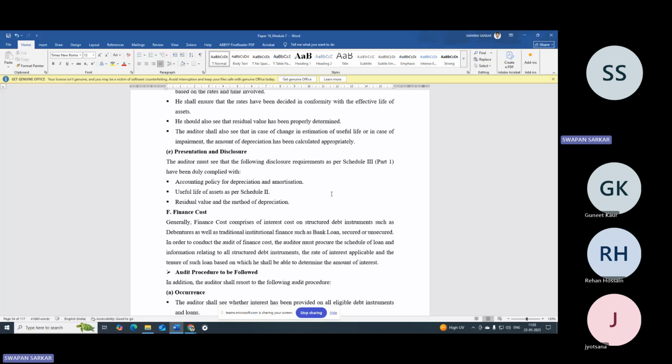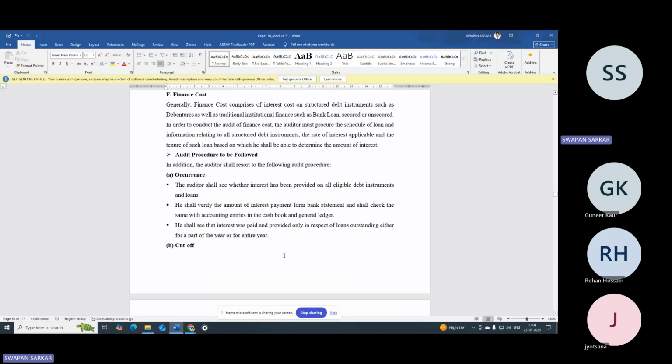In order to conduct the audit of finance cost, the auditor must procure the schedule of loans and information relating to all structured debt instruments, the rate of interest applicable, and the tenure of such loans, based on which he shall be able to determine the amount of interest. Now, the audit procedure to be followed in this case.